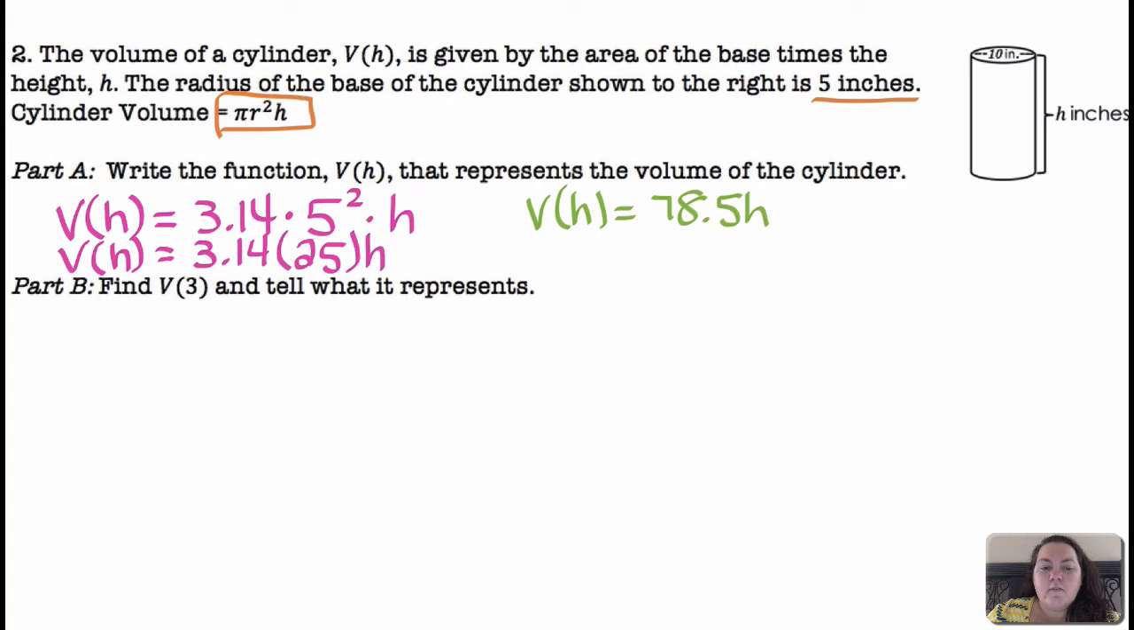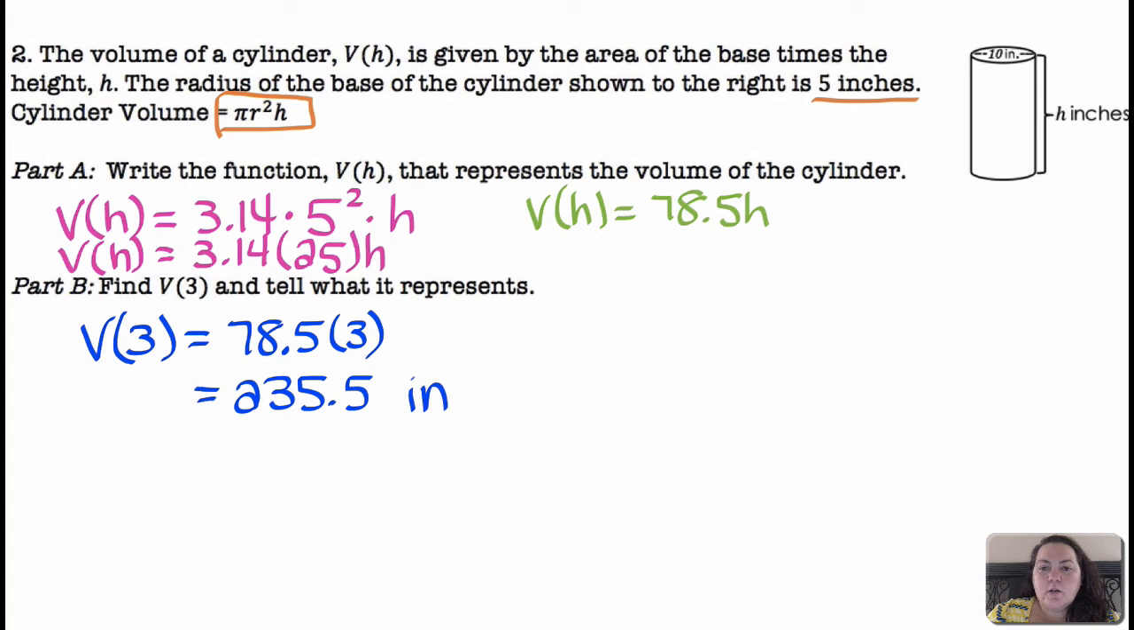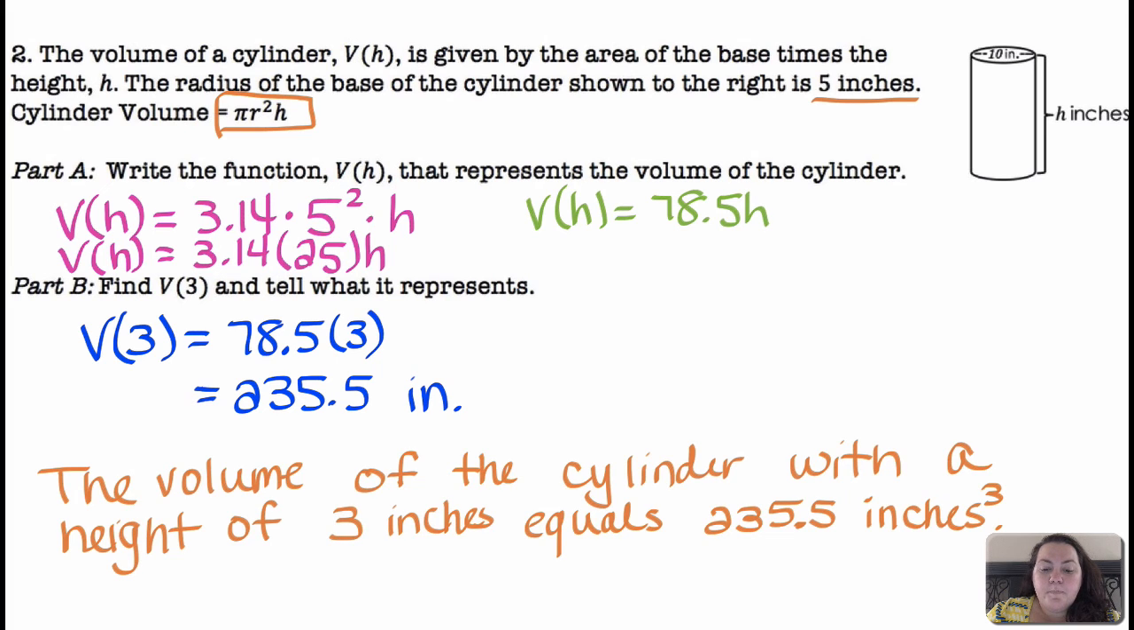Now it says find v of 3 and tell what it represents. Well, I'm going to plug 3 in everywhere that there was an h. Well, h stood for height. So I'm plugging 3 in for the height. So that must mean the height is 3 inches. And when I multiply 78.5 times 3, I get 235.5. So that means the volume of the cylinder with a height of 3 inches equals 235.5 inches cubed.